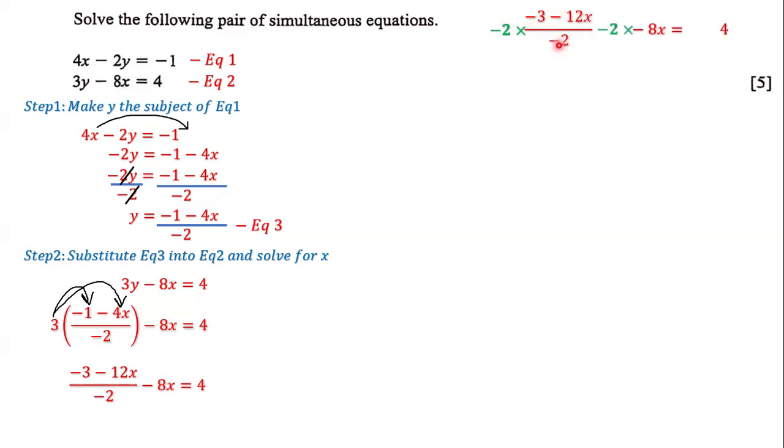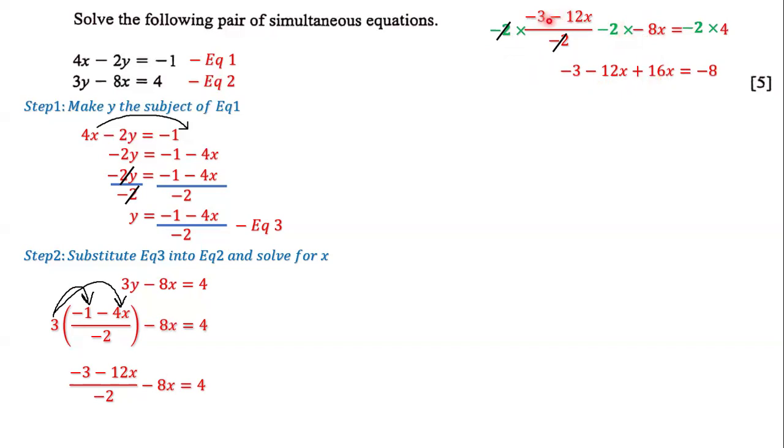And so we multiply this fraction by -2, multiply -2 by -8x, and we multiply -2 by 4. Notice what happens. -2 times this entire fraction: this -2 is going to cancel out with this -2, and we are just left with the numerator. And -2 multiplied by -8x is going to be positive 16x.